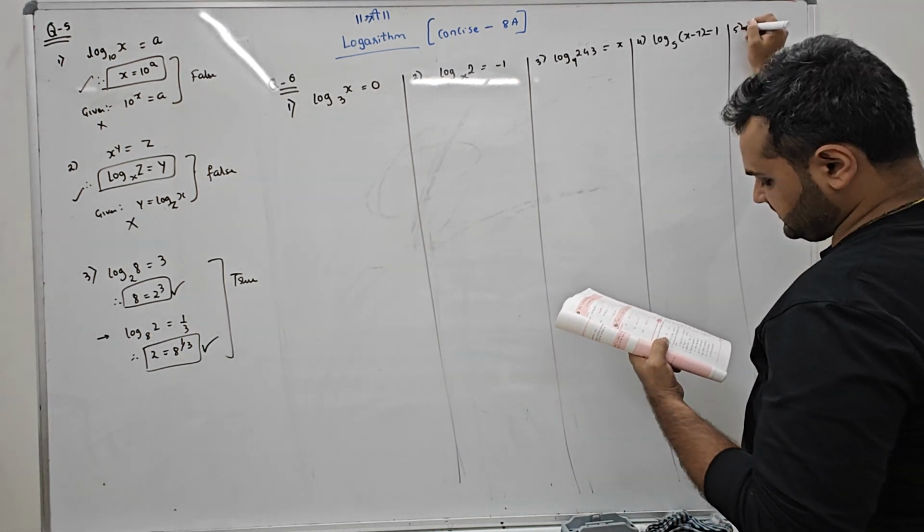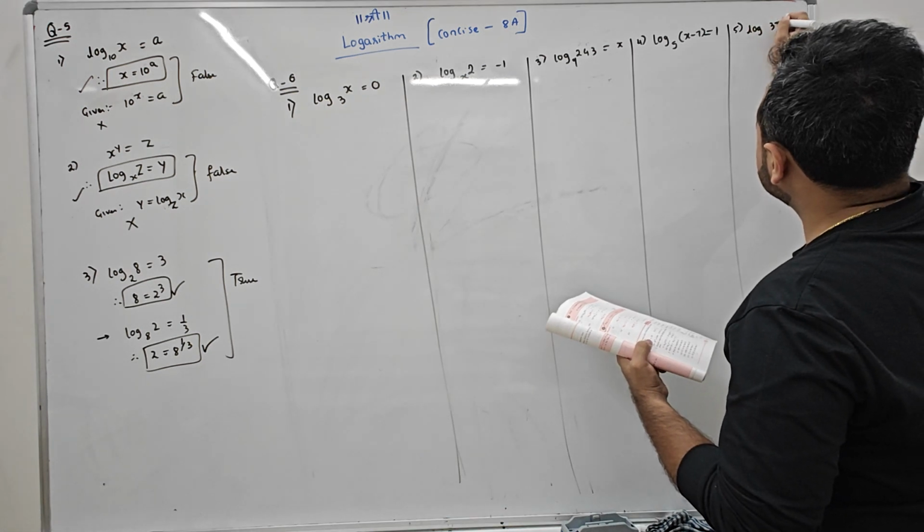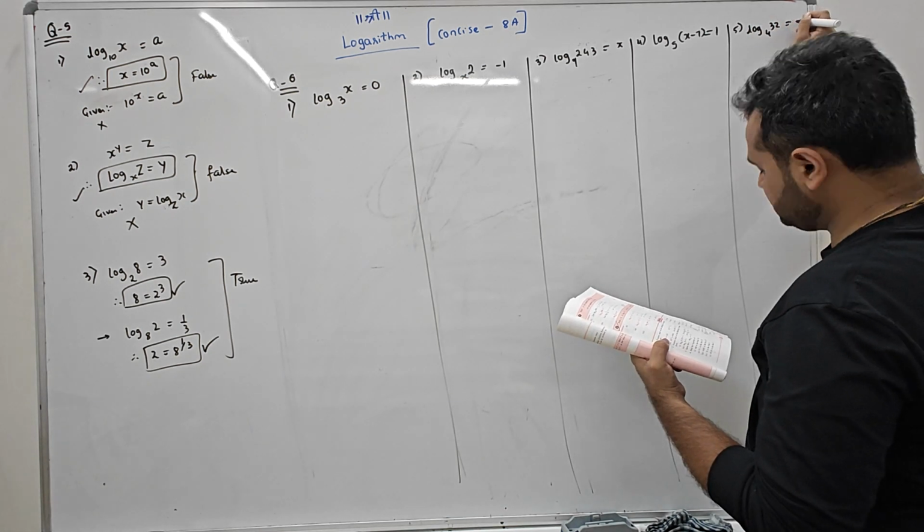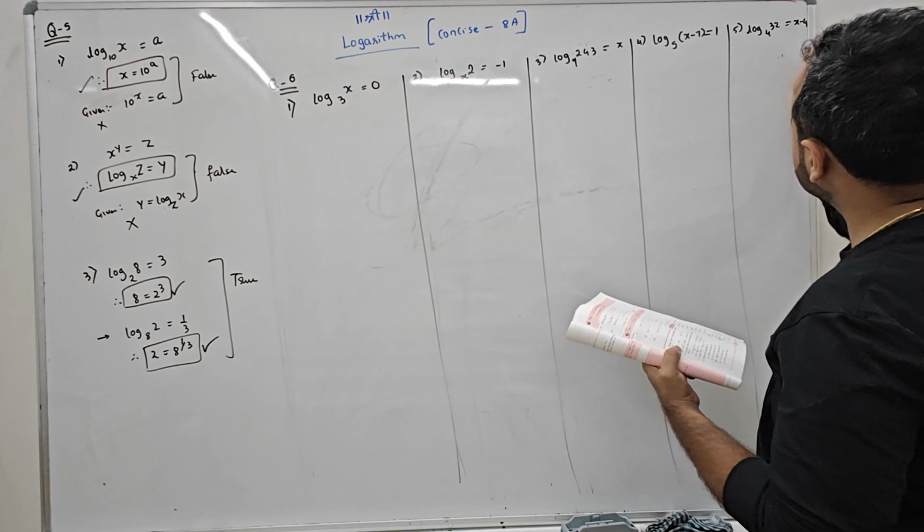Okay. Fifth question. Log of 32 to the base 4 is equals to x minus 4. Okay.